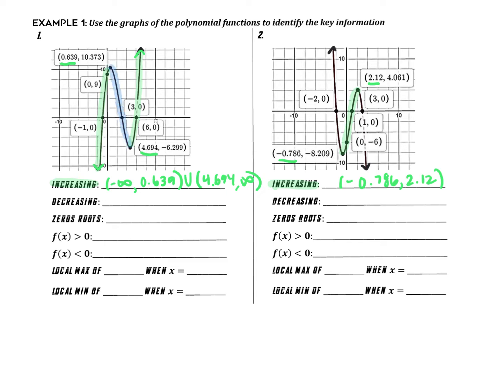We're decreasing in between. So we're still talking about the x values when we're talking about increasing and decreasing. So for number 1, I'm decreasing from 0.639 until 4.694. And notice these should all be the same numbers, right? From negative infinity until 0.639, I'm increasing. Then from 0.639 to 4.694, I'm decreasing. Then I pick up at that exact value that I left off.